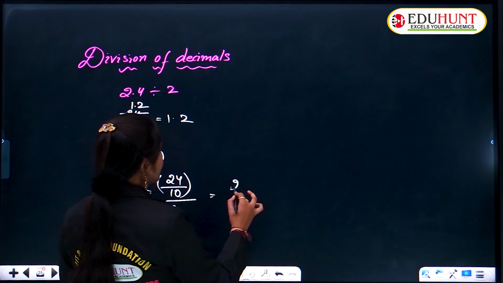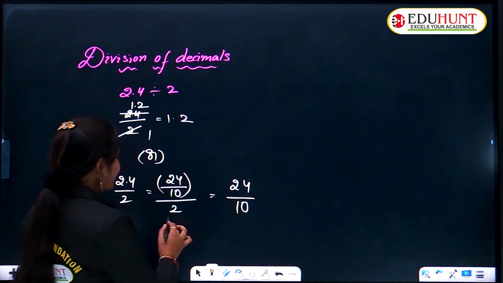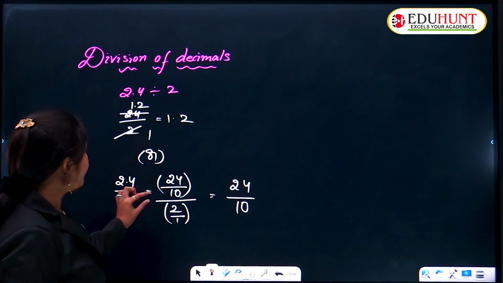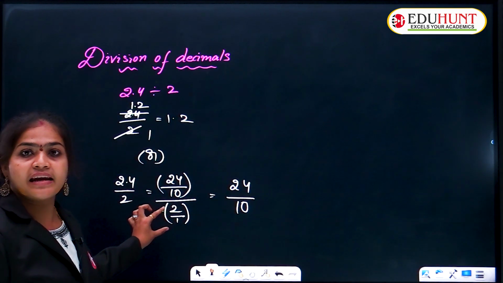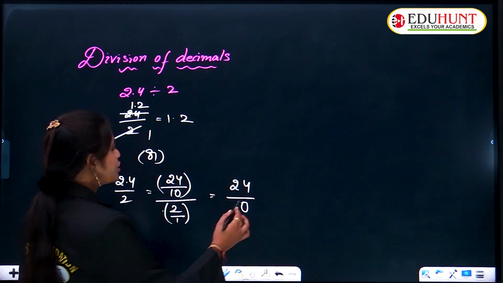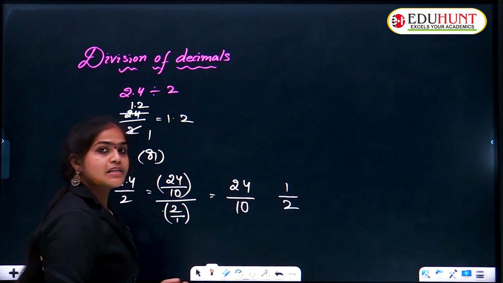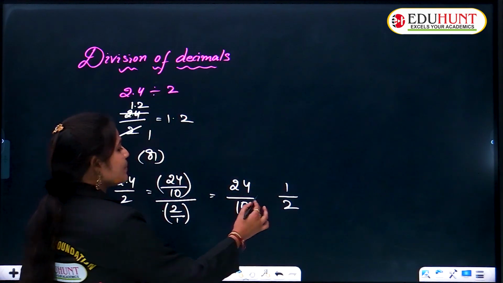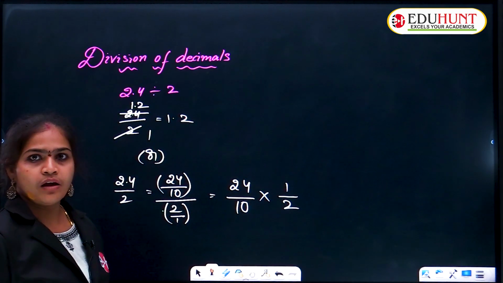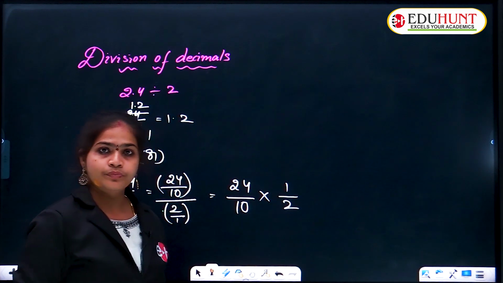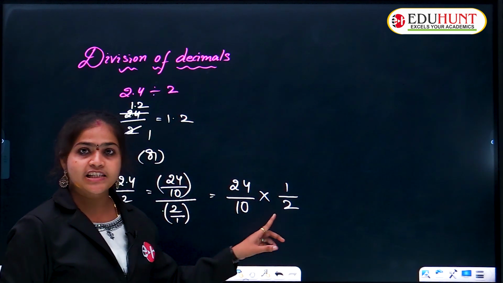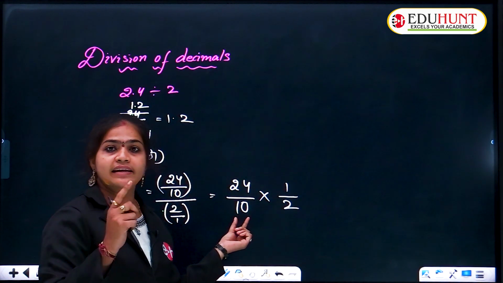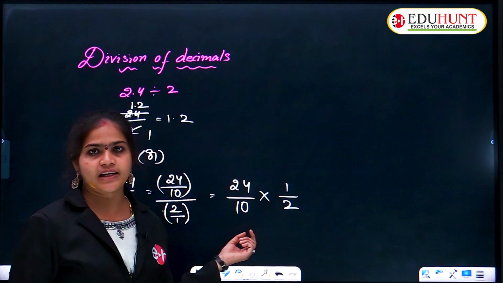Now here 24 by 10, and in the denominator nothing is there, which means we can write it as 2 by 1. In that case, if the denominator is a fraction, then the fraction becomes its reciprocal. The reciprocal of 2 is 1 by 2 only. And the division becomes multiplication. Now here 10 and 2 have common factors, but we should not do that cancellation. Why? Because 2 and 10 are both in the denominators. Two denominators, we should not cancel.